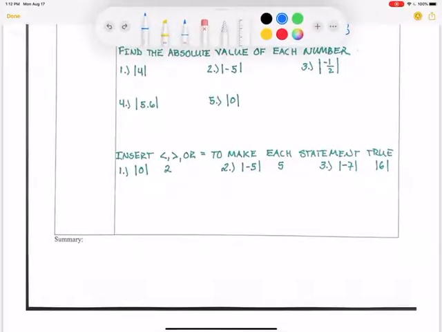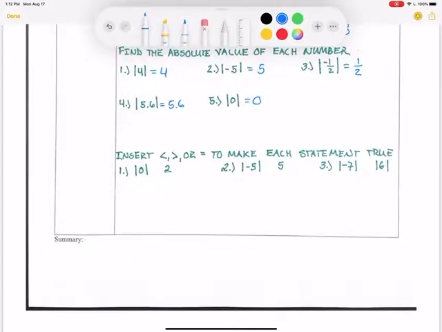So the absolute value of 4 is going to be positive 4 because it's 4 spaces away from 0. The absolute value of negative 5 is positive 5 because, again, it is 5 spaces away from 0. The absolute value of negative 1/2 is positive 1/2 because it's half a space away from 0. The absolute value of 5.6 is 5.6 because it is that far away from 0. And the absolute value of 0 is 0 because it's no distance from itself, it's just 0.